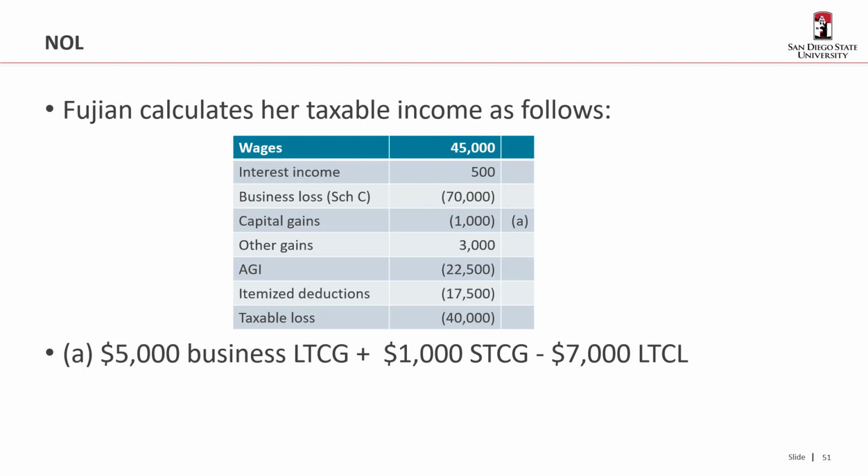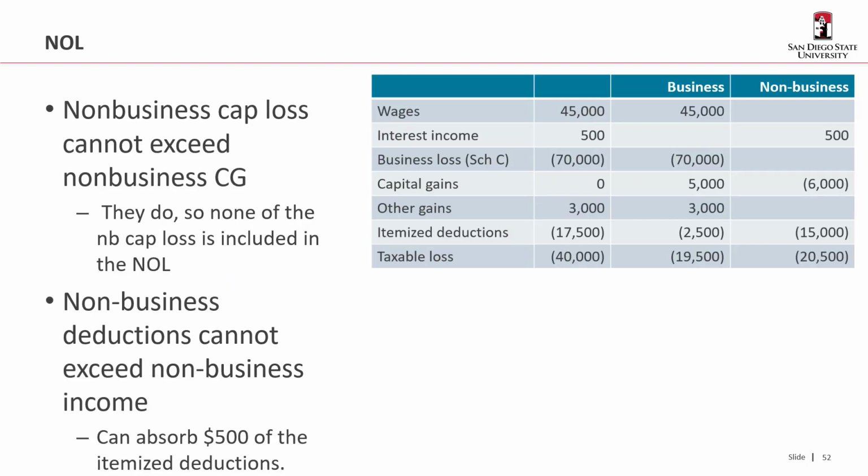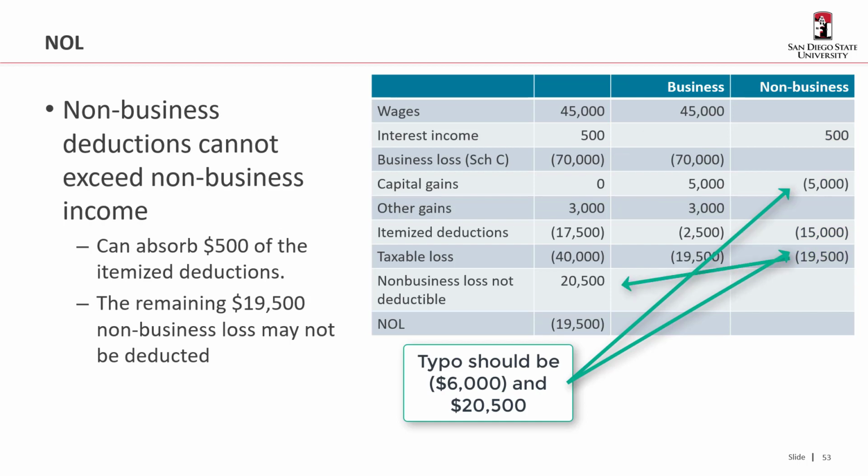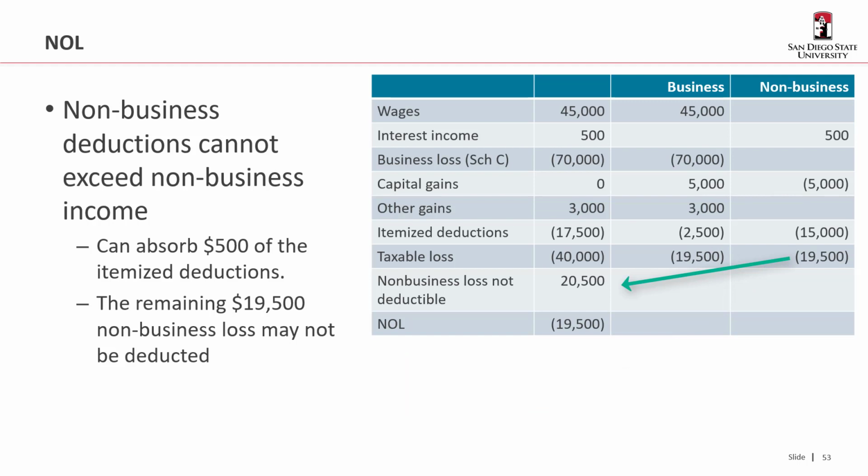We now know that we need to take the $40,000 and bifurcate it into its two pieces. We put the business items into the business column and the non-business items into the non-business column. What we see is we take the non-business, we add it back to the loss, and we get an NOL of $19,500, which is in fact what we classified as our business loss anyway.